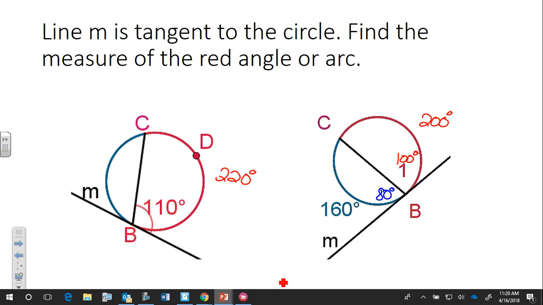Jimmy, what questions do you have on this slide? What's M for? M is the line, the name of the line, lowercase M. Because they asked us to find the red angle arc. Okay? Questions on this one? Nope. All right, next one.